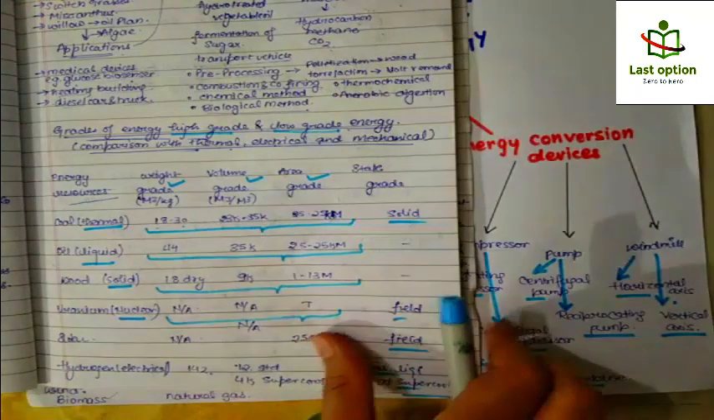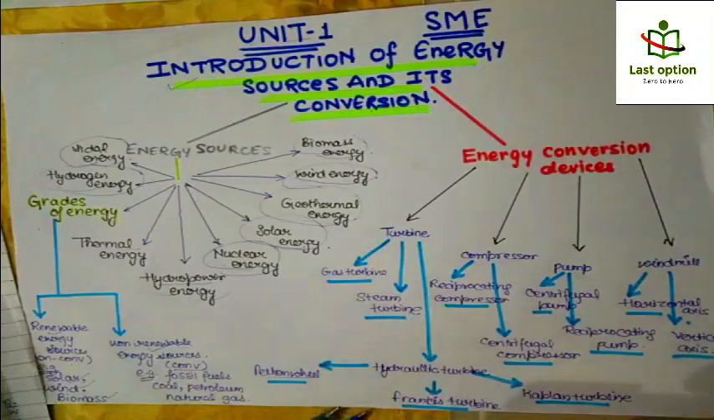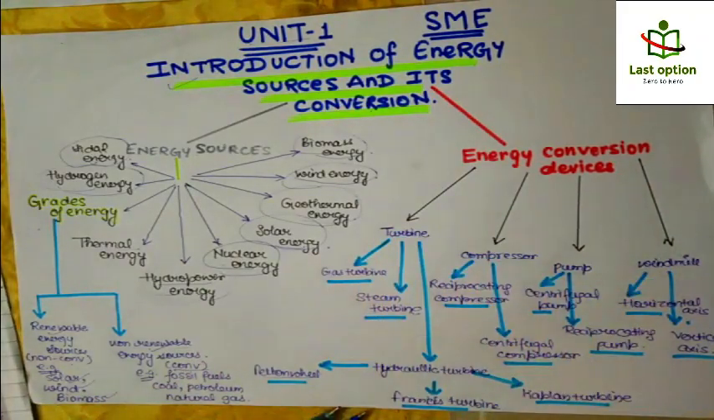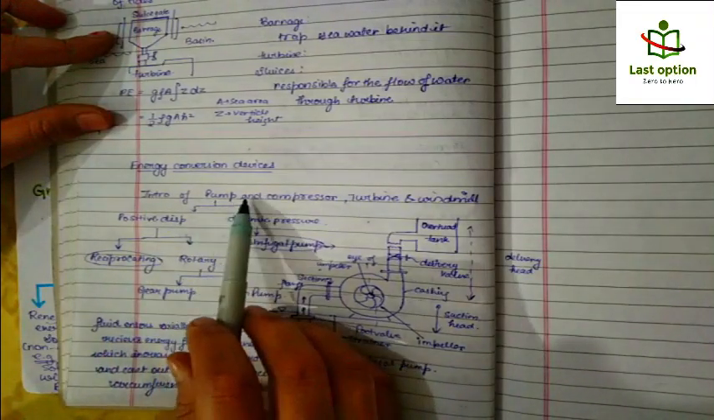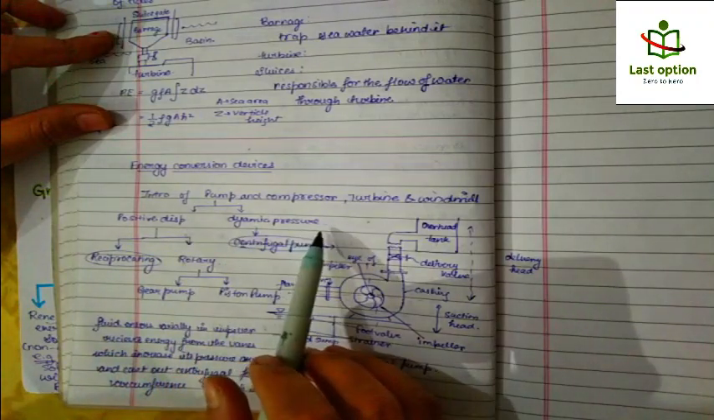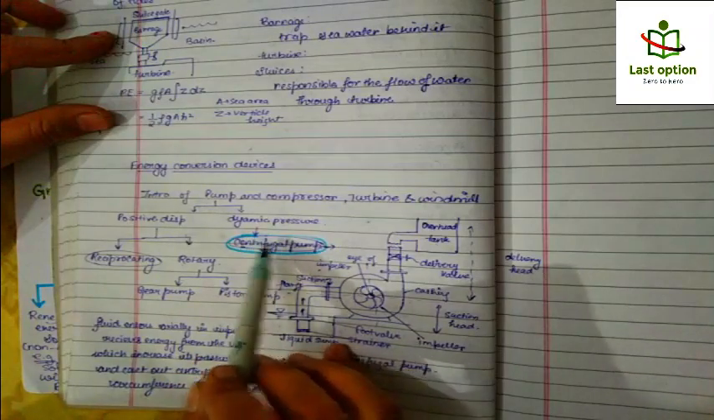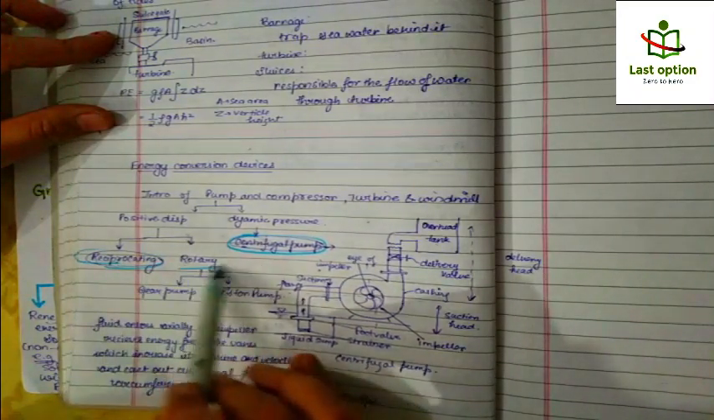Let's move towards chapter 2, energy conversion devices, in which we are going to study four subtopics. The first topic is the pump, and there are two types: positive displacement and dynamic pressure. In dynamic pressure we have the centrifugal pump that we have to study, and in positive displacement we have the reciprocating pump and rotary pump.